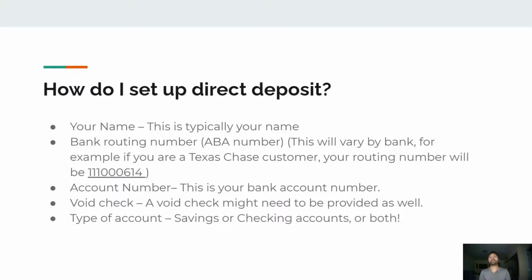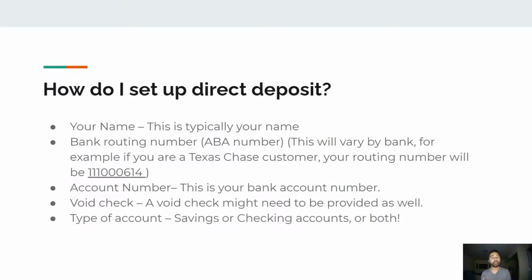So how do you set up a direct deposit? Typically, as I mentioned, you go to your HR department and ask them for a form, and it's typically a pretty straightforward form. It's going to ask you for the following information. For example, you'll have your name and the bank routing number, your ABA number, and this is going to vary by bank. For me, being in Texas and being a Chase customer, I can find that online, and this is the one for myself.